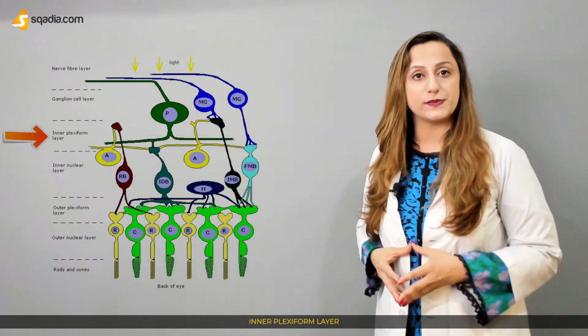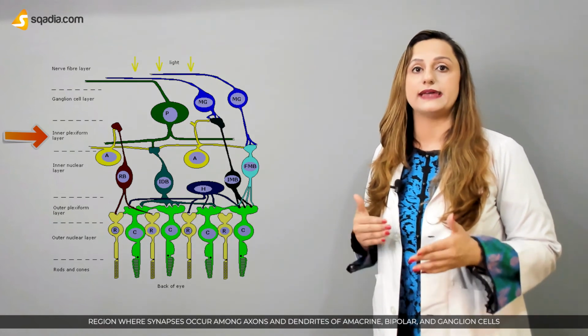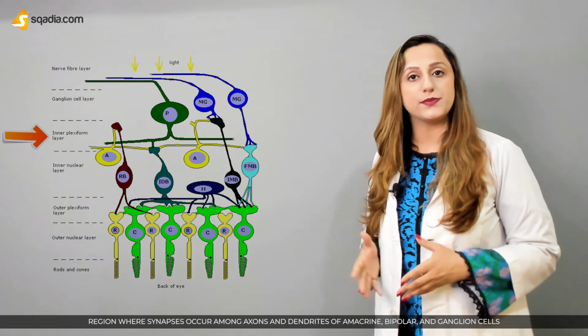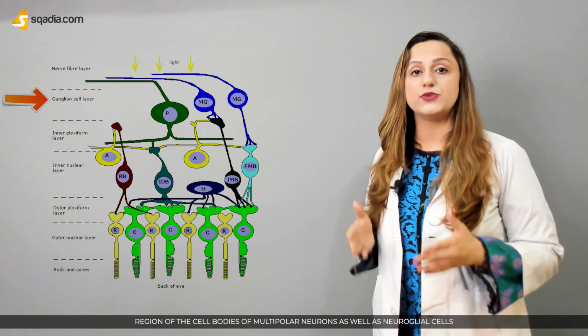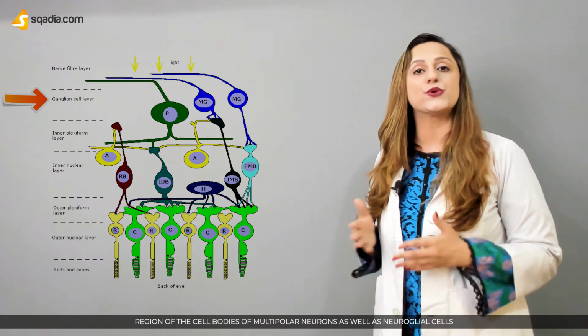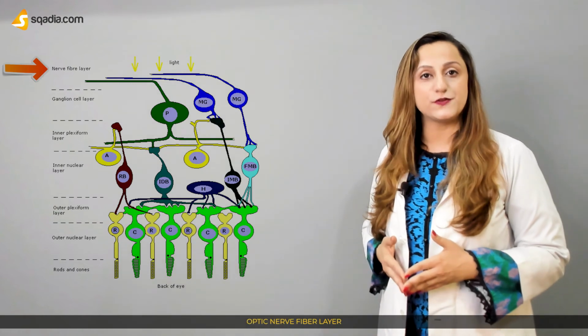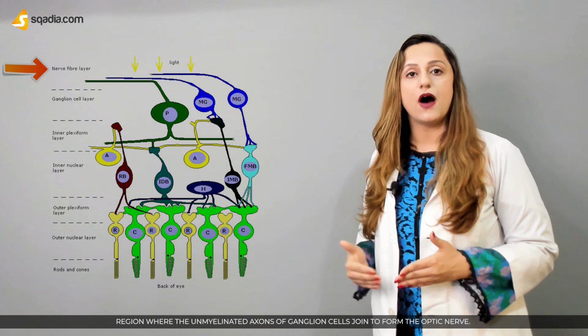Inner plexiform layer, it is the region where the synapses occur among the axons and the dendrites of the amacrine, bipolar and the ganglion cells. Ganglion cell layer, it is a region of the cell bodies of the multipolar neurons as well as the neuroglial cells.